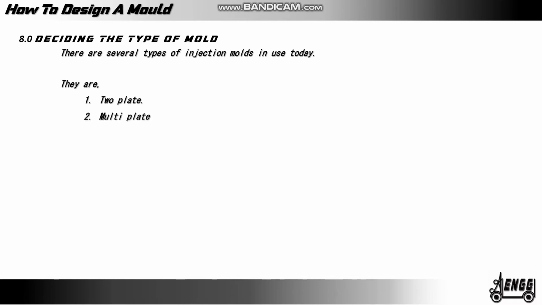Deciding the type of mold. There are several types of injection molds in use today. They are two-plate, multi-plate mold, hot runner mold, insulated hot runner mold, hot runner manifold, and stack mold.